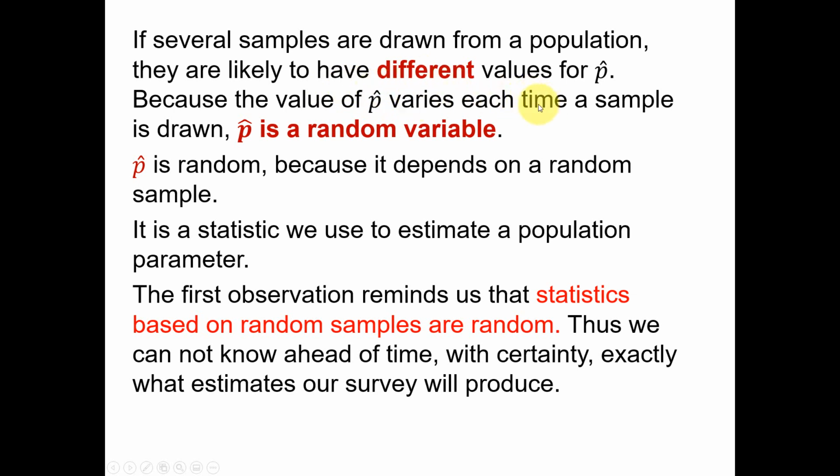Since P hat varies every time a sample is drawn, P hat is a random variable. P hat is random because it depends on a random sample, and it's a statistic we use to estimate the population parameter, regular P. The first observation reminds us that statistics are based on random samples. You can read through this. We shouldn't know ahead of time with certainty exactly what estimates our survey will produce.